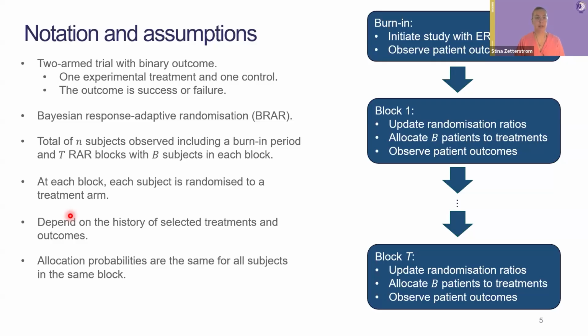And at each block, every subject is randomized to one of the two treatment arms. And these randomization probabilities depend on the history of selected treatments and outcomes, so how the previous patients in the trial had responded. And the allocation probabilities are the same for all subjects in the same block and are then updated for the next block. And the scheme is illustrated here in the figure on the right.